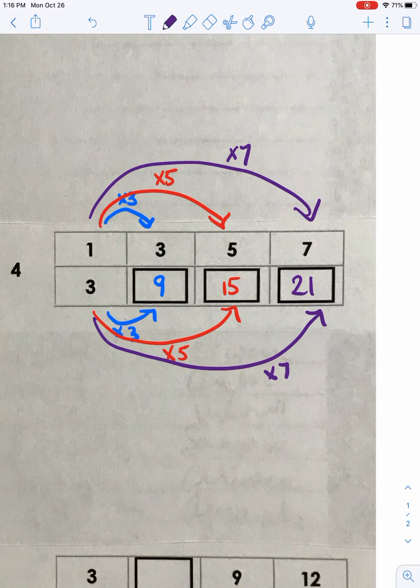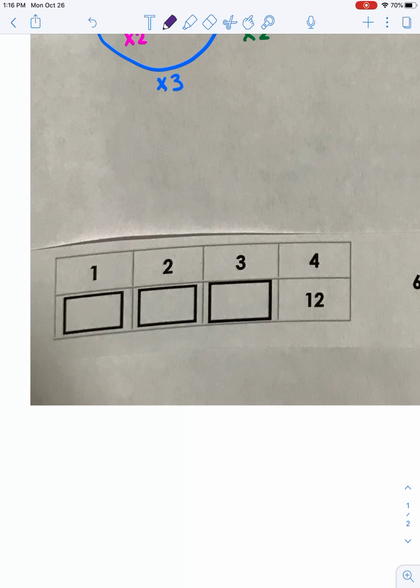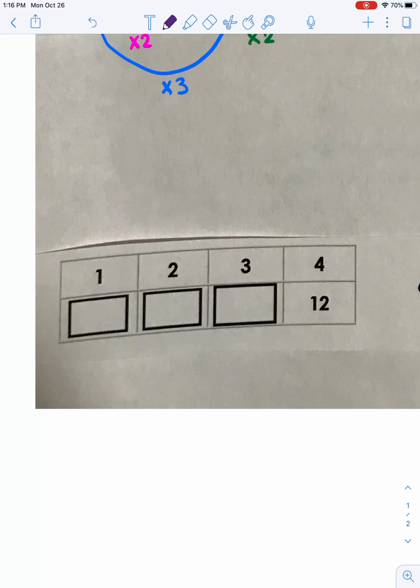is 21. And here you can see an example. So you could get fooled and say, oh, look, the bottom row is my 3 times tables. But look, you see you're missing 6. It would be 3, 6, 9, and you're missing 12. So you cannot just count by 3s. Okay, a couple more.